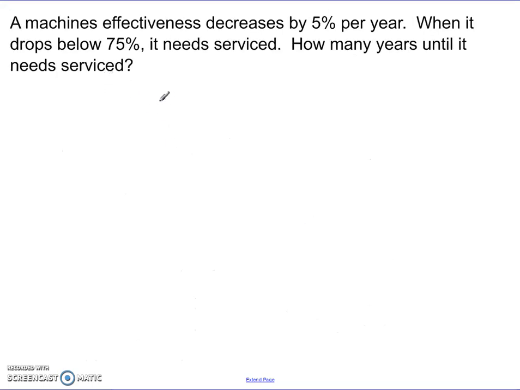So let's imagine we have this one. A machine's effectiveness decreases by 5% each year. When it drops below 75%, it needs serviced. How many years until it needs serviced? So again, a question like this, we have to get our first initial condition. So let's imagine U0 is our initial efficiency.